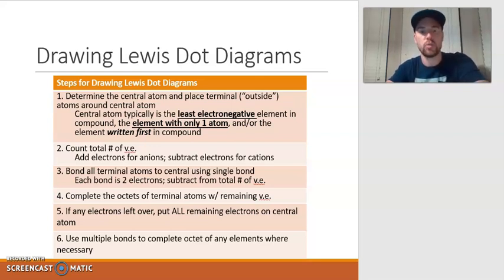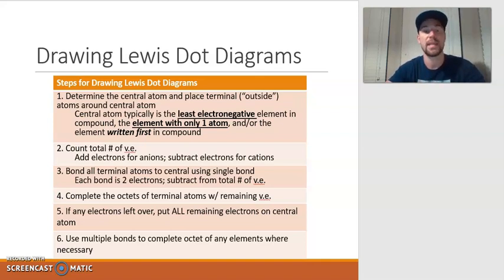Alright, steps for drawing a Lewis dot structure. Your very first step, when you're looking at the chemical formula, determine the central atom and place terminal or outside atoms around it. The central atom is typically the least electronegative element in a compound, the element that there's only one of, and/or the element written first in the compound. Notice it's "and/or" because sometimes it's all 3 of those, sometimes it might only be 1. The key thing though is that you'll know what the central atom is, and I'll explain that. But that's the first step.